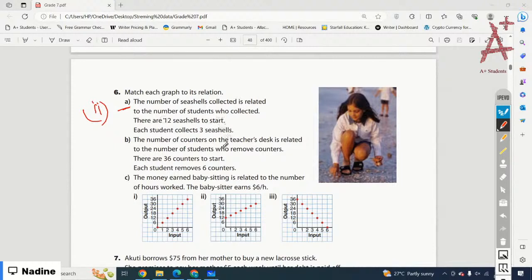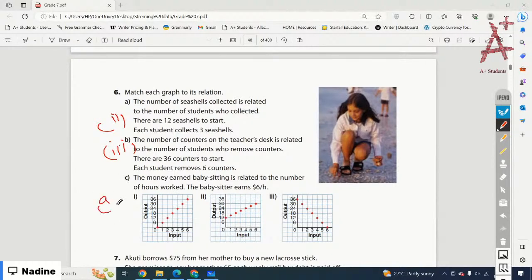Okay, the B is the number of counters on teacher's desk is related to the number of students who remove counters. There are 36 counters to start. Each student removes 6 counters. So you have to start with 36. You can see here you have the point 36. And because you are removing 6, you are decreasing. 36 minus 6 is 30, minus 6 is 24, 24 minus 6 is 18, 18 minus 6 is 12, and 12 minus 6 is 6, right? So for the B part, option number 3 is the correct option.